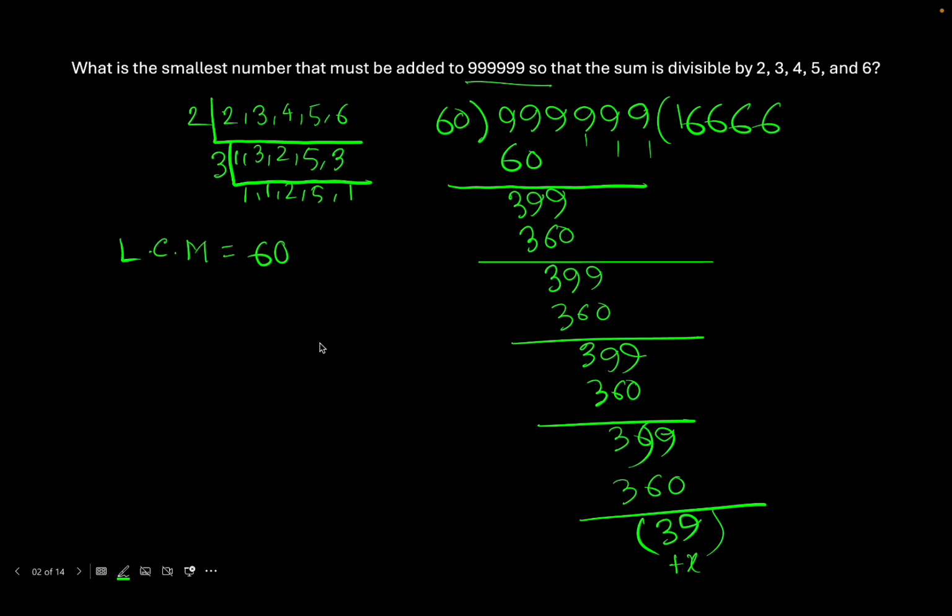So the next number after 39 that is divisible by 60 is 60 itself. So how much do we need to add to make it 60? It's very simple. It will be 60 minus 39, so it will be 21. So our answer is 21. So if we add 21 to this number, the total number will be divisible by 60.